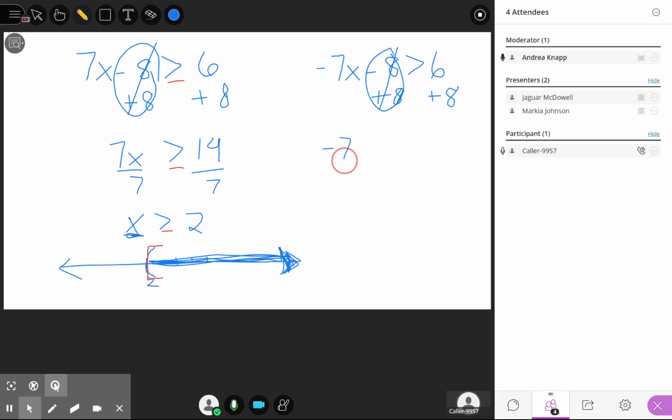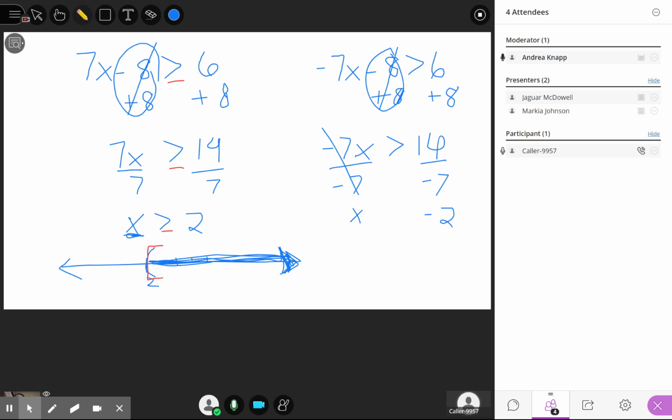So now you would have negative 7x is greater than 14. You would still divide. So we divide both sides by negative 7. Negative 7 over negative 7 cancels to 1. So now we have x on this side. We have negative 2 on that side.